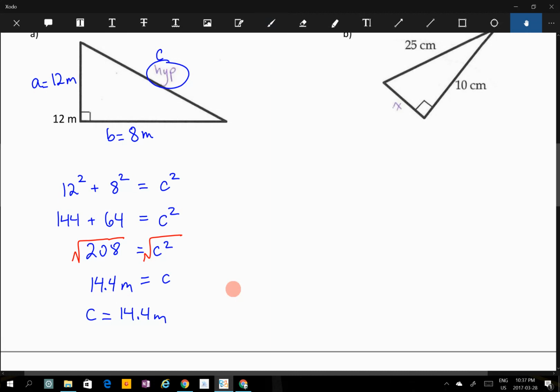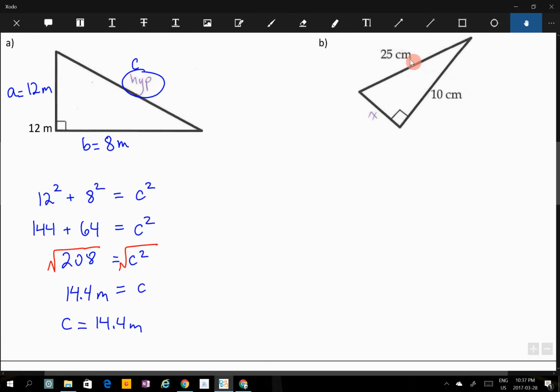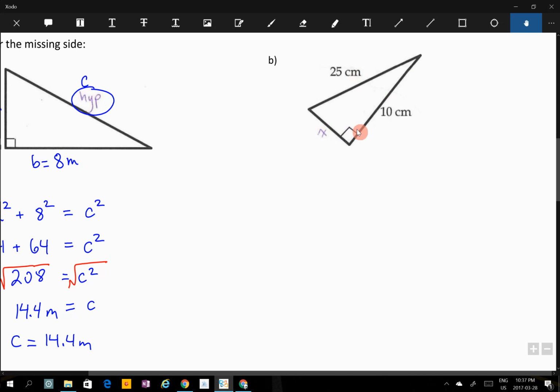So what happens if the unknown side we're looking for is not the hypotenuse? Notice here, here's another triangle. The hypotenuse is over here. It's opposite the 90-degree angle. But what we're looking for is this side here, x. If you don't want to use x, you can use a. Doesn't matter. So I will say here a squared plus 10 squared equals my hypotenuse squared, c squared.